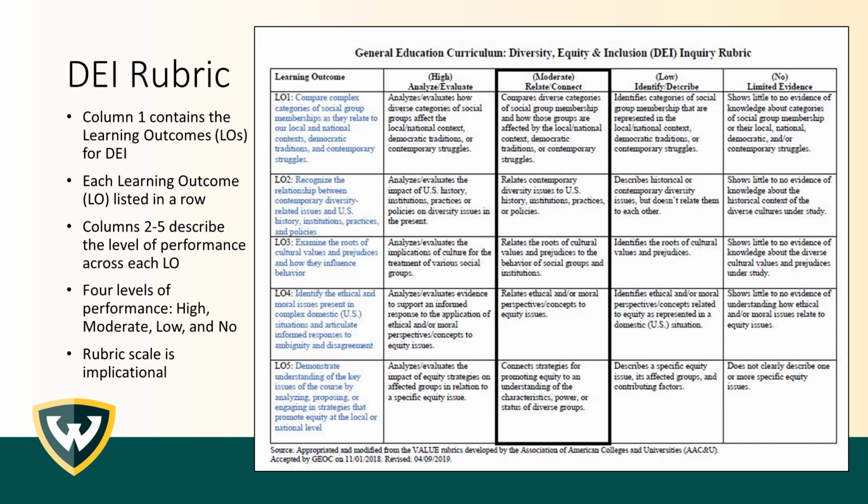The levels are implicational, meaning a moderate score indicates that the student has met the criteria for low and moderate. A high score indicates that the student has met the criteria for low, moderate, and high. When designing assignments, instructors should be sure to elicit performance, at least at the moderate level, which is the target level of performance for Gen Ed.